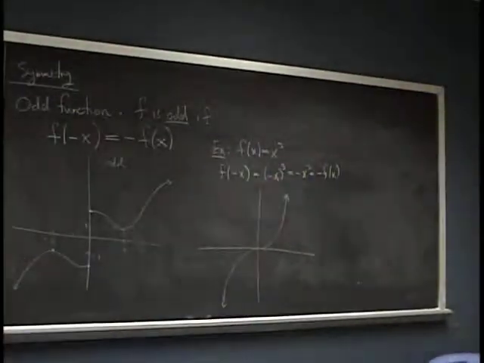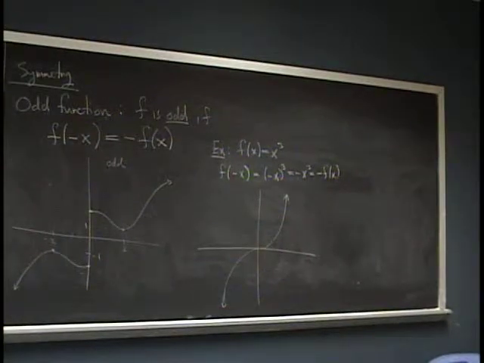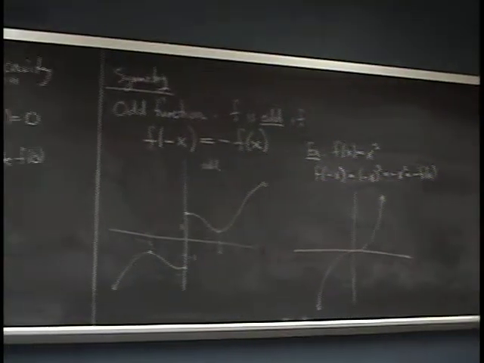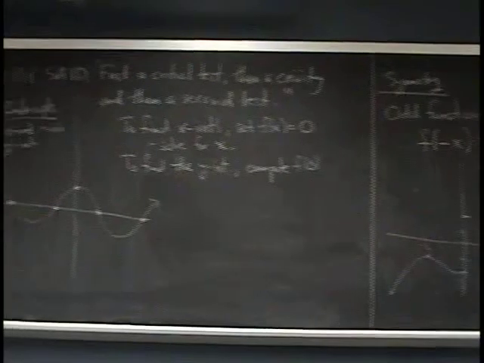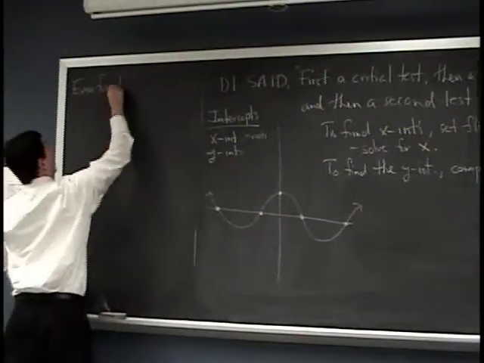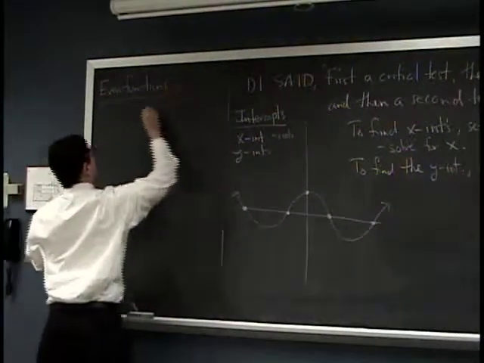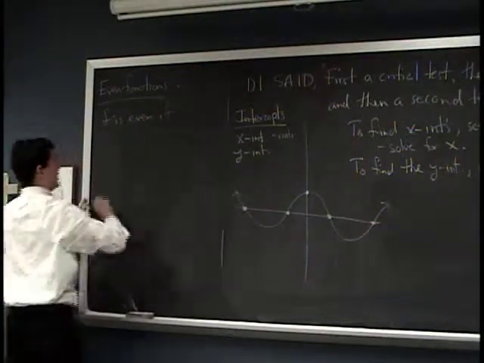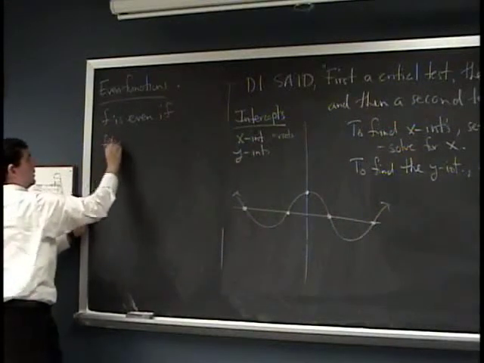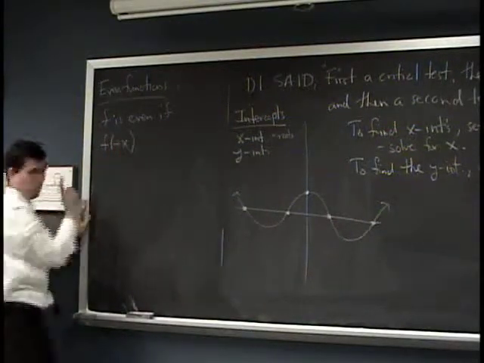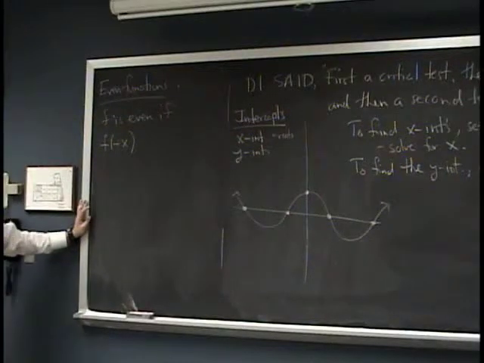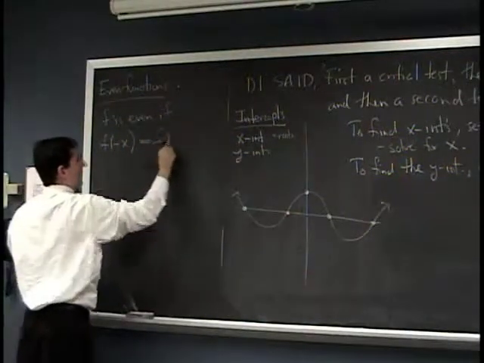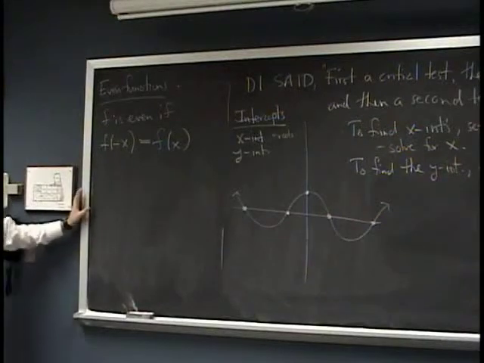What about an even function? Well, f is even if f of minus x, so again, when we're checking odd or even, we'll always put in f of minus x, and it's even if you actually don't change the function at all.